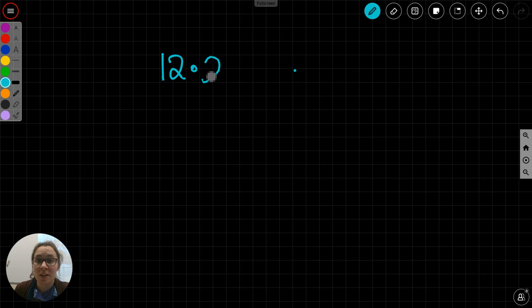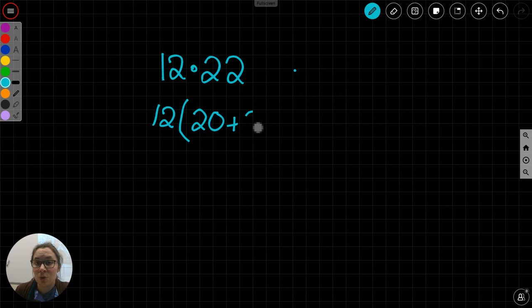times 22. Now, I'm going to rewrite this in a way that I can do it in my head, because I don't know my 22s off the top of my head, and I don't know my 12s to 22. So, I'm going to rewrite this as 12 times, using the parentheses, 20 plus 2.